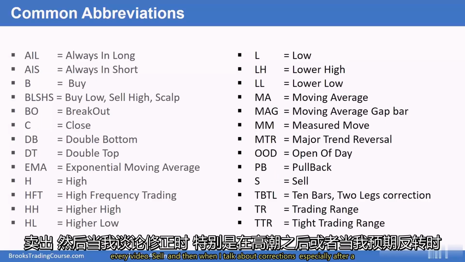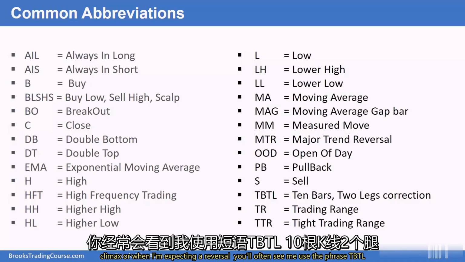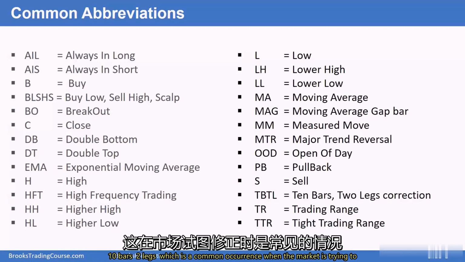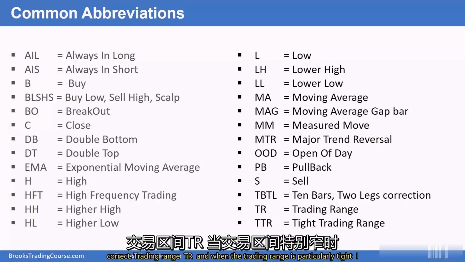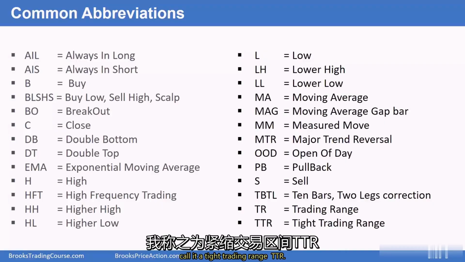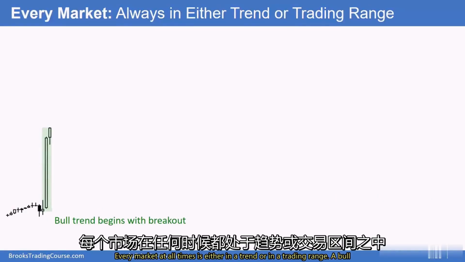And then when I talk about corrections, especially after a climax or when I'm expecting a reversal, you'll often see me use the phrase TBTL, 10 bars, 2 legs, which is a common occurrence when the market is trying to correct. Trading range, TR, and when the trading range is particularly tight, I call it a tight trading range, TTR. Every market at all times is either in a trend or in a trading range.